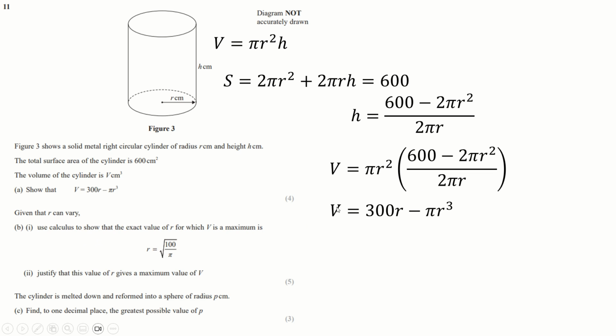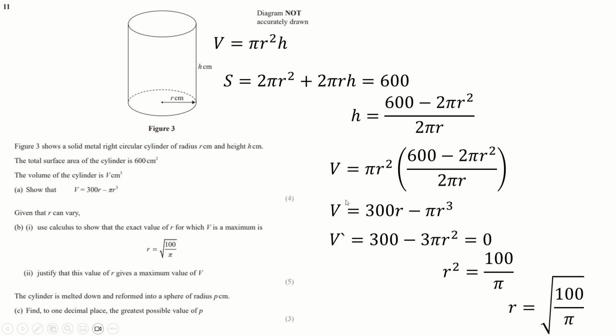When this is a maximum, so V dashed, the derivative of V, is 300 minus 3 pi r squared. That needs to be equal to 0 to find a maximum or a minimum. Bring this over to the other side, divide by 3, and divide by pi, and square root. r has to be positive because it's a length, so therefore r is this.